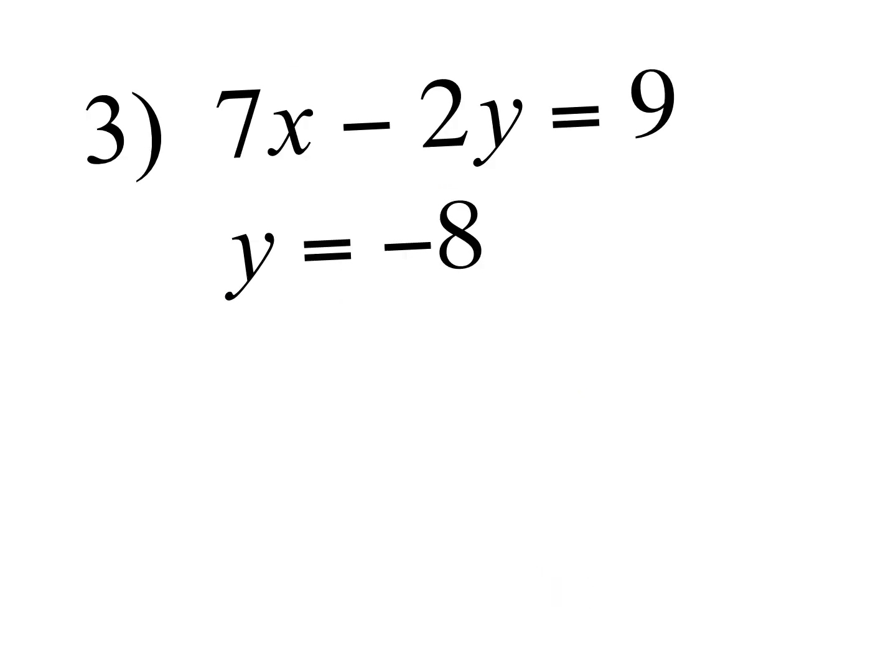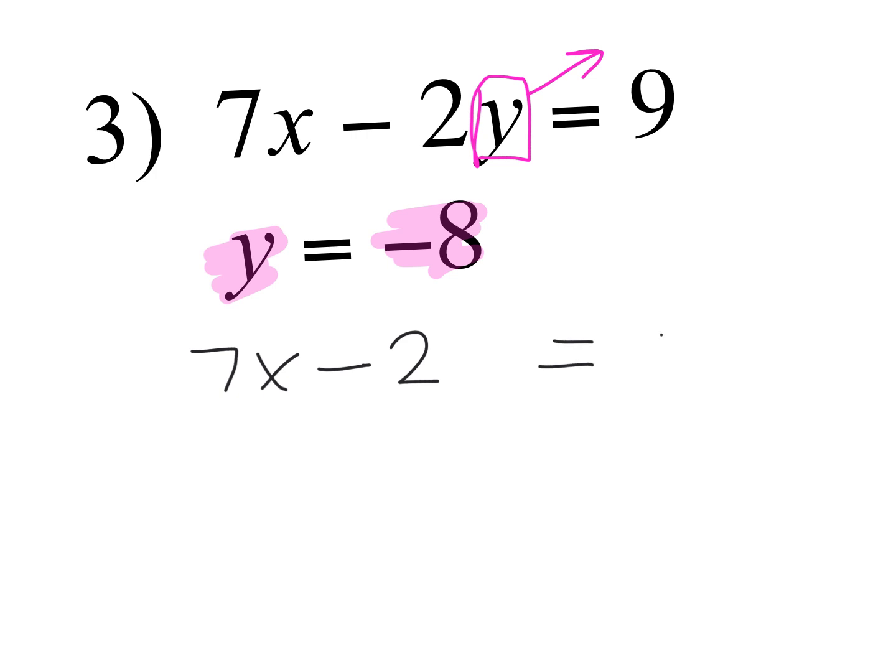Okay, for number 3, once again, I see that y is equal to negative 8. So I am going to take the y out in a minute, and I'm going to replace it with a negative 8. So I need to rewrite the equation exactly the same. So 7x, going to write that minus, going to write the 2. I'm going to skip the y for a minute, and then equals 9. So I wrote everything exactly the same, except I put a negative 8 in for y.